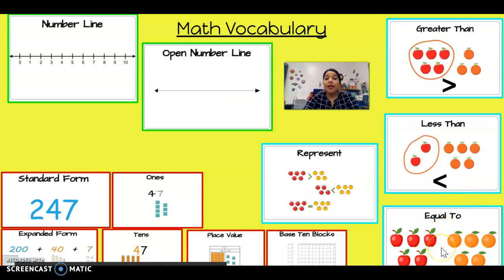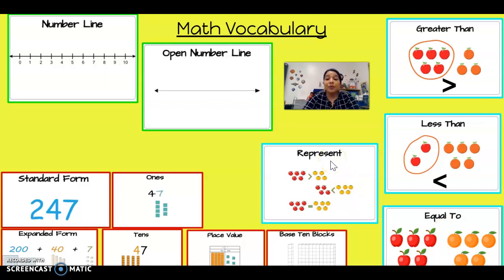Equal to. Equal to is when we have the same amount of apples and oranges, or the same number on both sides. So we have 5 apples and 5 oranges. So we have the same amount for each. That means that the number of apples is equal to the number of oranges.